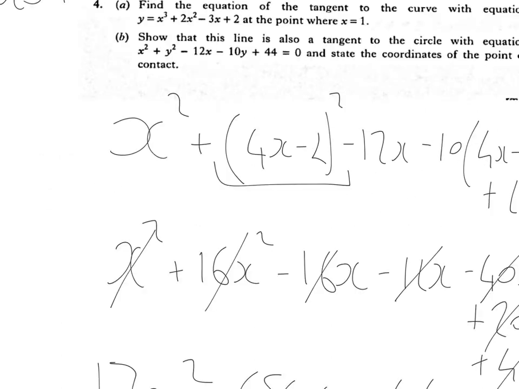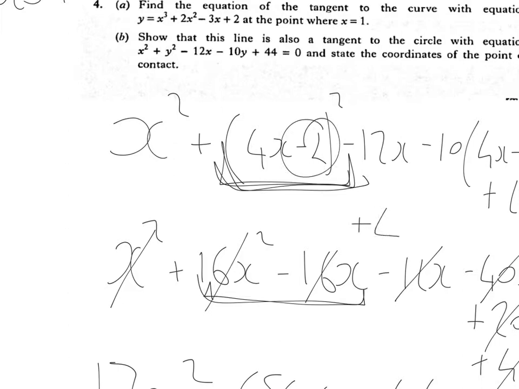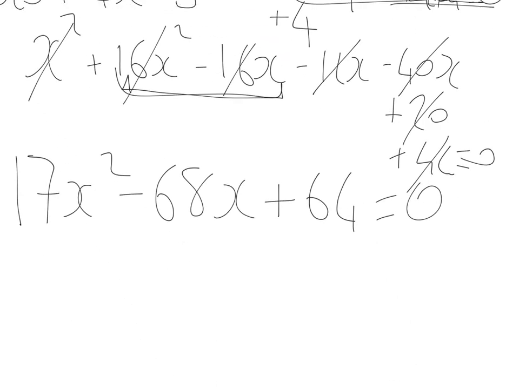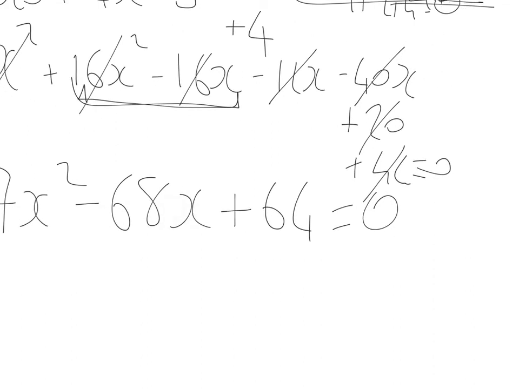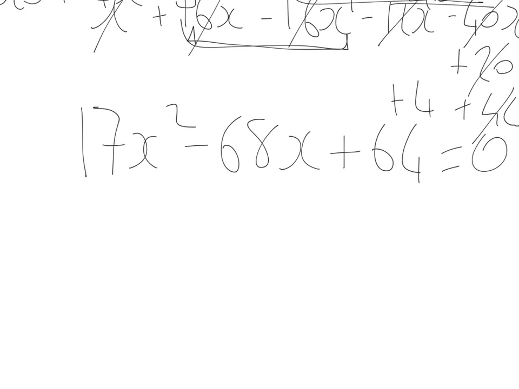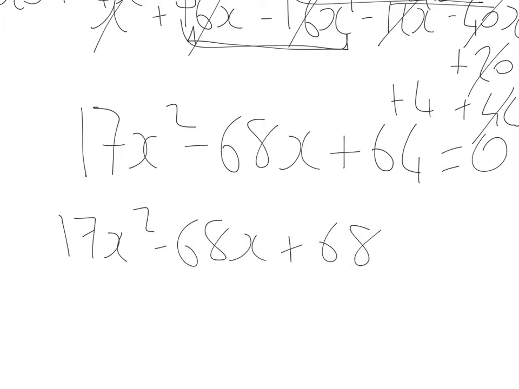Small mistake there. When I'm expanding this out, this should have got 16x squared minus 16x, but also plus 4. So I'm going to just throw that across here and here, which will give me 17x squared minus 68x plus 68 is equal to 0.